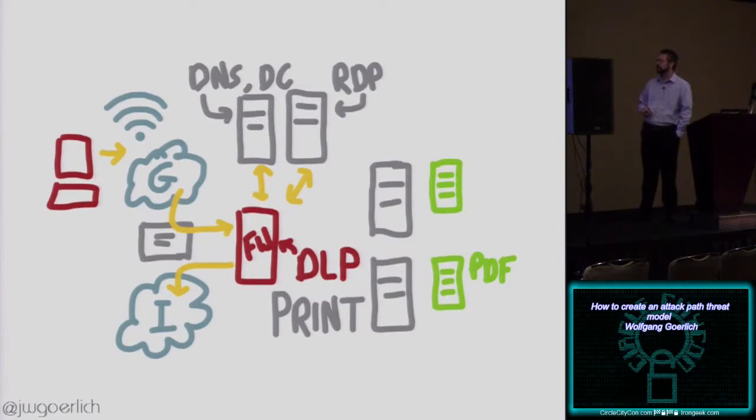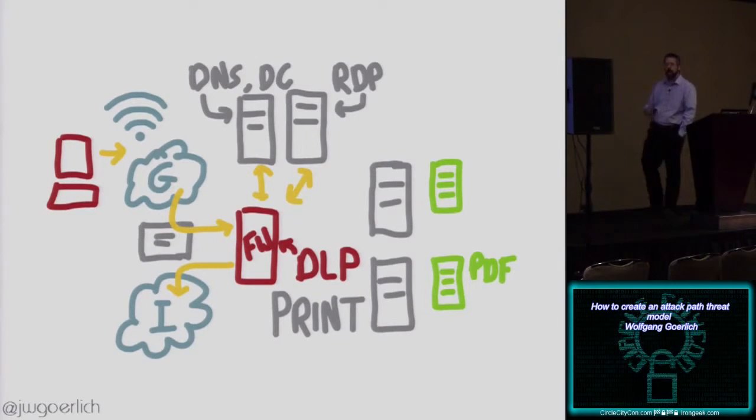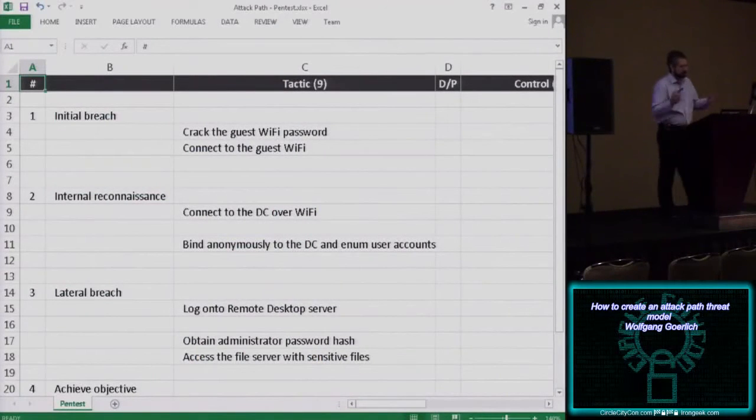This was clearly rare. By logging into the RDP box, he finds an admin hash, passes that hash over to the file server, logs in, grabs all the files. But wait, what about that DLP? We print them to a PDF, and we exfiltrate them through the DLP, which does not check PDF images. There's a scenario, a very real-world case. Again, hypothetical.